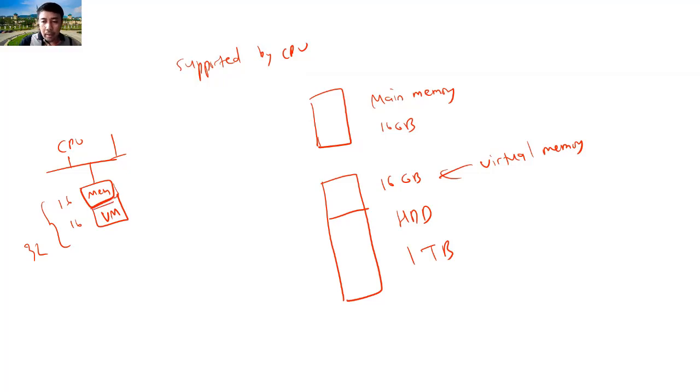So that is the difference: the cache works if you have a small data set or a small program, but virtual memory works whenever you run a very big program like Adobe Photoshop, Adobe Premiere Pro, other video editing software, and so on.